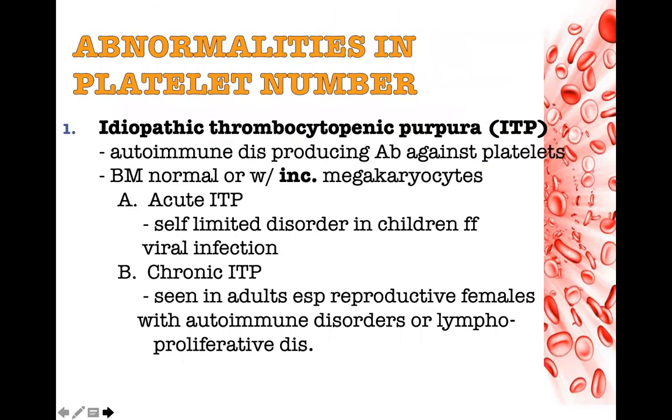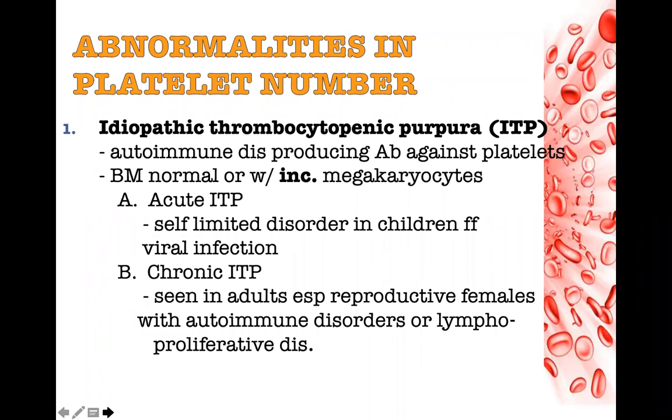So let's start with abnormalities in the numbers of platelets. One would be what we call your idiopathic thrombocytopenic purpura. So this is an autoimmune disorder when you have antibodies directed against the platelets. So the bone marrow may appear normal or there could be megakaryocytosis. In acute ITP, it is usually self-limited, more often seen in children and usually follows a viral infection.